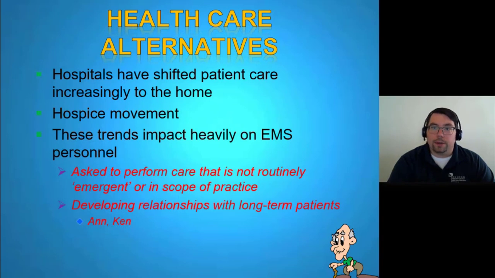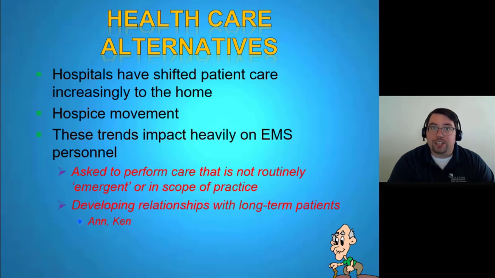There are some healthcare alternatives that we can be aware of. We know that hospitals have shifted patient care more and more to the home, and we're seeing this as we begin to expand nationwide the community integrated paramedic scope, which will primarily allow for more home care to be done rather than just emergent care.